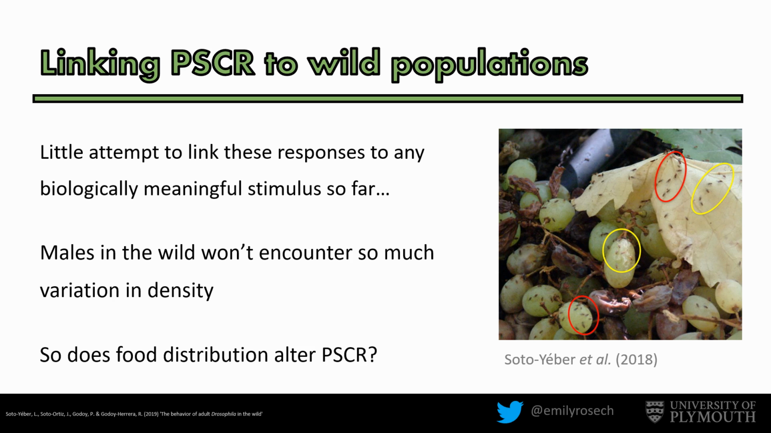Considering this, there has been little research into a more biologically relevant stimulus that could alter perceived density or perceived sperm competition risk. So this got us thinking, and we wondered whether varying food resource distribution could alter perceived sperm competition risk via a changing social environment and the density of the local population that the male perceives himself to be in.